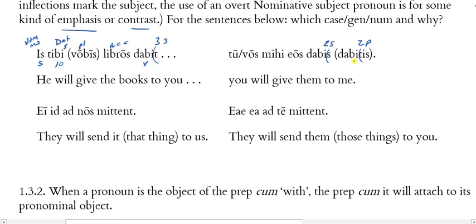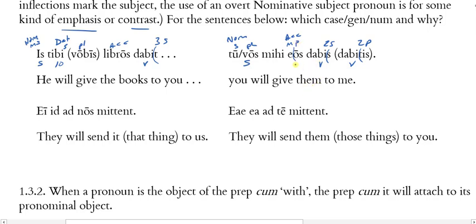All right. So what am I saying here? Tu or vos is nominative, and there's no gender for first and second person pronouns, but tu is singular and vos is plural. Why are they nominative? Because they are the subject of the verbs that we see here. Okay, and that's the you here in the English translation. You will give, and then eos. What case is that? Looking at that -os ending, this is accusative. It is masculine plural.